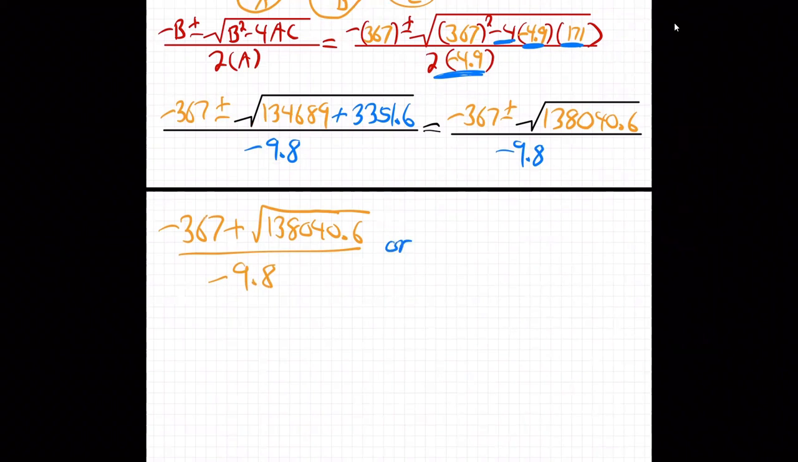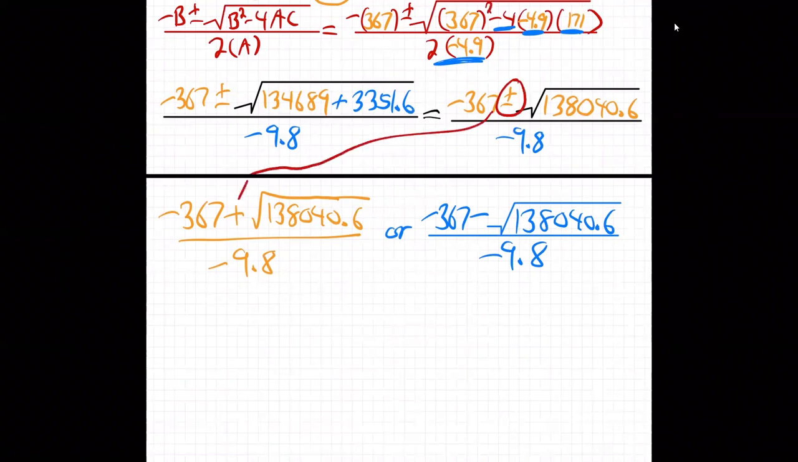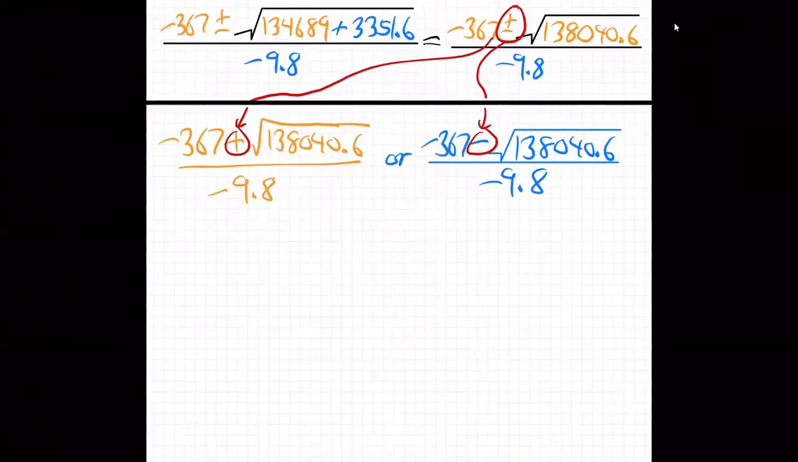or the other option, which is minus 367 minus the square root of 138040.6 over minus 9.8. So you see what I'm doing there? I just did the plus and the minus, right? This was plus or minus, so I went over here and did plus. Then I went right here and did minus. I did the 2 different options. Calculate those on your calculator, which I will now do.